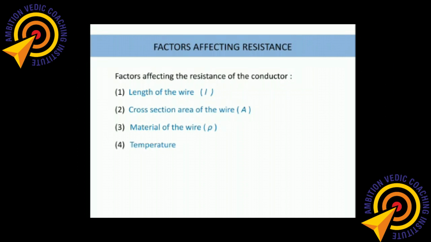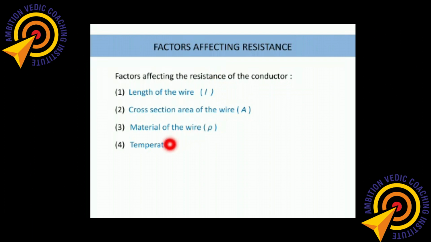Now the fourth very important term is temperature. I guess it might not be there in your course, but you will see it also depends on temperature. With increase in temperature, resistance also changes. Okay, so just remember these 4 points: length of the wire, cross section area of the wire, material of the wire, and temperature.